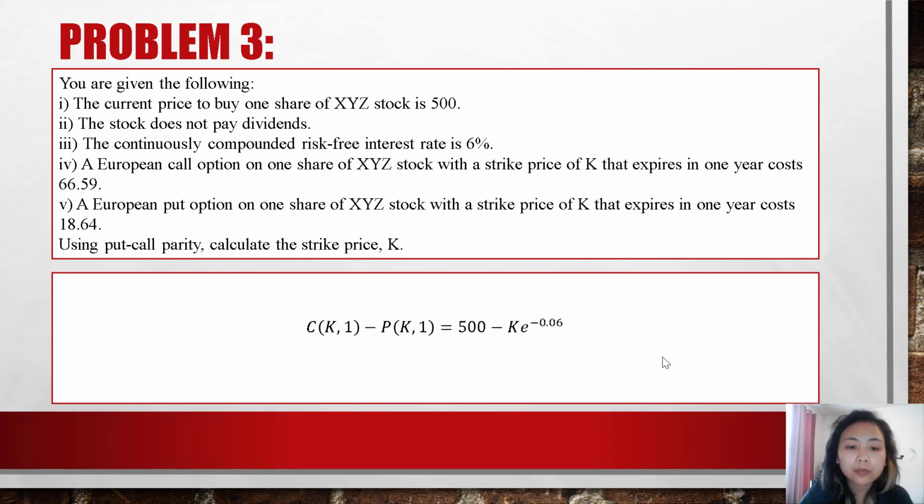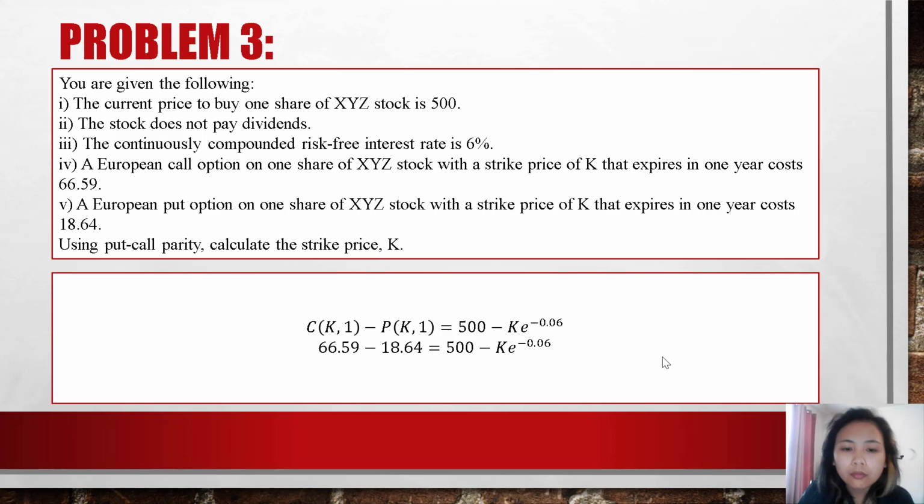We got C(K,1) represent the price of a call option with a strike K and duration 1 year. And P(K,1) is the price of a put option with the same strike and duration 1 year. This difference is equal to 500, which is the current stock price, minus the present value of the strike. Here the interest is given in the form of a continuously compounded risk-free interest rate. So we got e to the negative 0.06 times 1 to find the present value of the K. Here it's 1 year, so we don't have to write times 1.